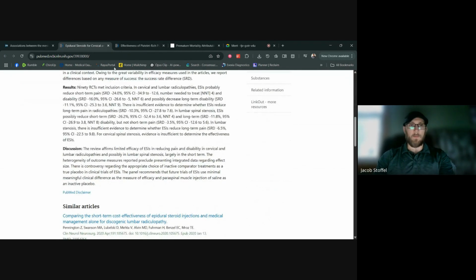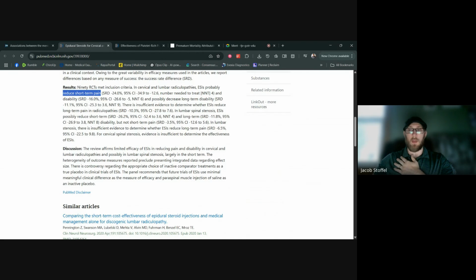And through their randomized control trials, what they found essentially for all conditions was that it could reduce short-term pain. And in the radiculopathy, I believe it was short-term pain and disability. But let me take a look here. So for both radiculopathies, it reduced short-term pain and possibly decreased long-term disability. Insufficient evidence to determine whether they could reduce long-term pain in those radiculopathies.